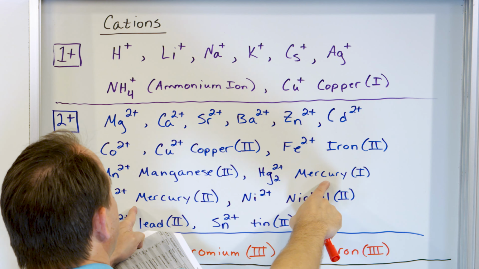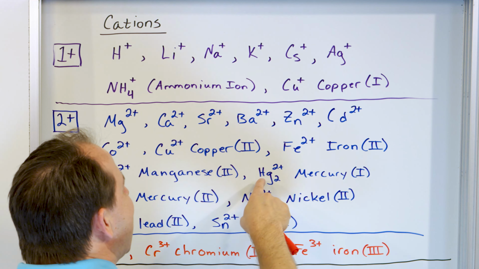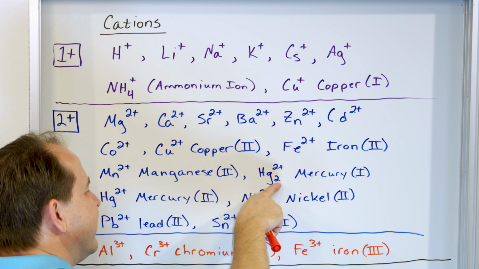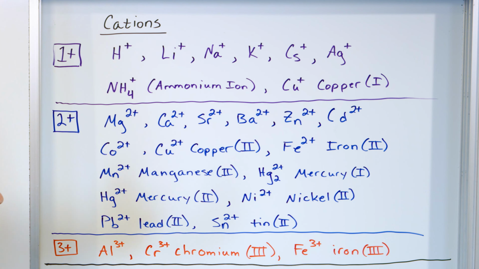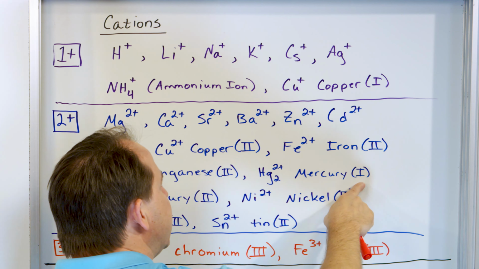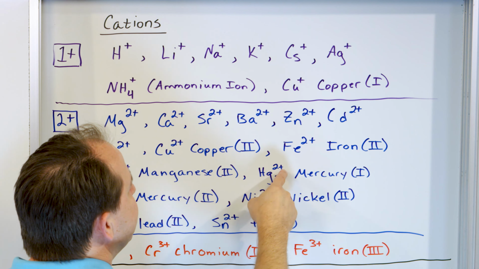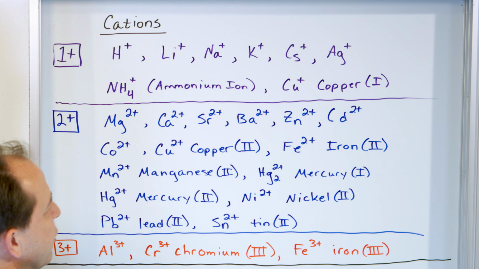Now mercury is a little bit weird because we have a +2 ion, we call it mercury 2, but we have another +2 ion, but notice it's Hg subscript 2. So there's 2 mercury atoms together. Overall, it has a +2 charge. We call this mercury 1. Because really, if you think about it, if you have 2 things together and overall there's a +2, then it's almost like each mercury atom has a charge of +1. So we call it mercury 1.